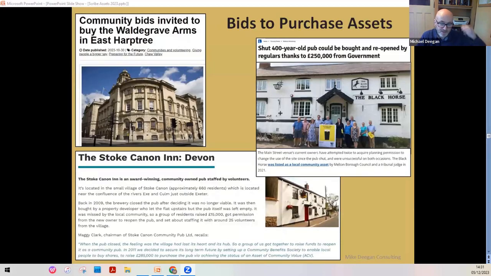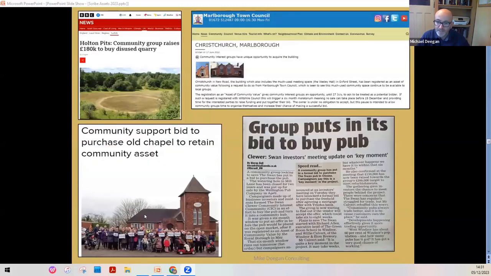So when I last delivered this training, I had to look really long and hard for successful bids for listed assets, and I had to confess that I found no examples anywhere of a local council, so a town or parish council, successfully buying an asset. But there were some successful community bids, as you can see some on here. And there are other examples around the country, and most of these tend to be pubs, but not all of them. There were some other really interesting examples that you can find online.